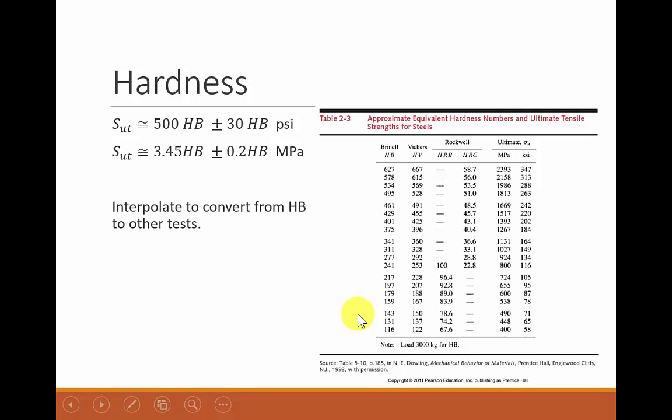It turns out that all three of these tests are related to each other. And so here's a way to convert between different tests. If you know the result of one test, then you know what you can expect from the other tests.